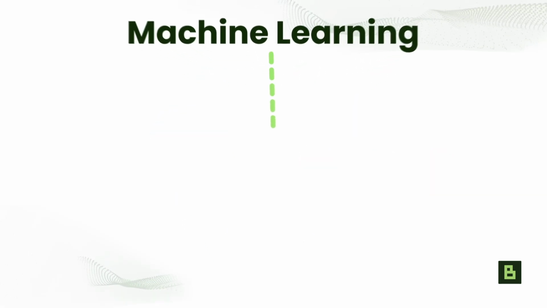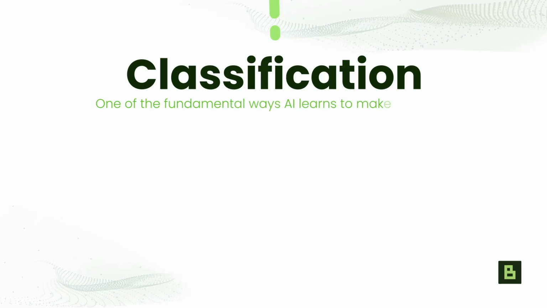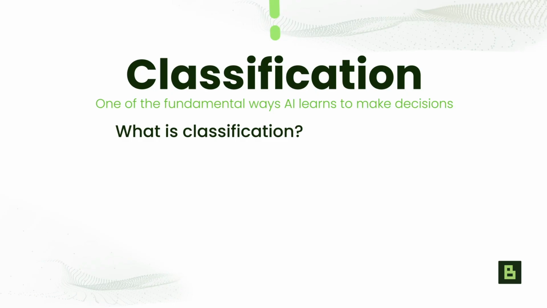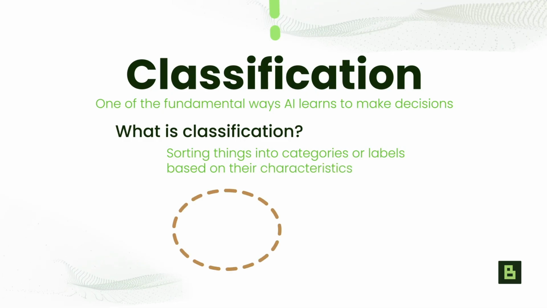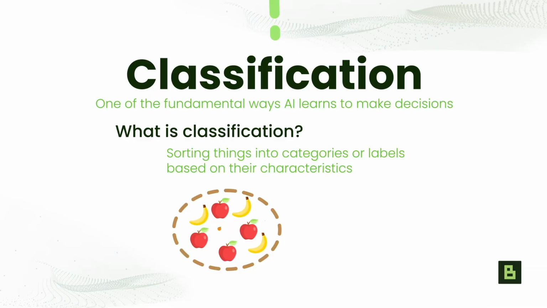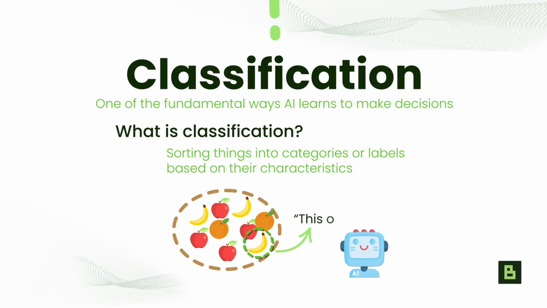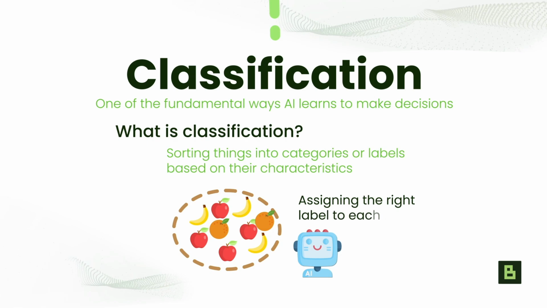All right, let's dive into classification. This is one of the fundamental ways AI learns to make decisions. So what is classification? At its core, classification is about sorting things into categories or labels based on their characteristics. Imagine you have a basket full of fruits: apples, bananas, oranges. You want to teach a computer to look at each fruit and say, this one is an apple, or this one is a banana. That's classification, assigning the right label to each item.